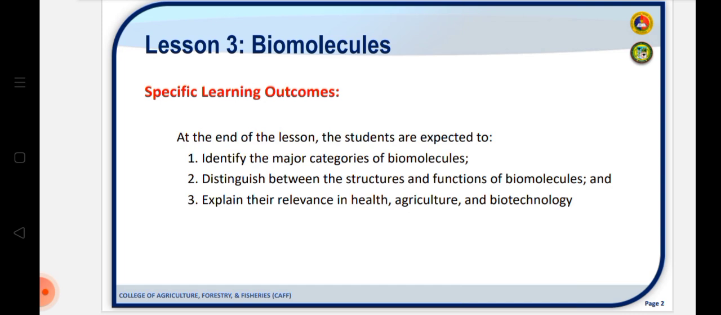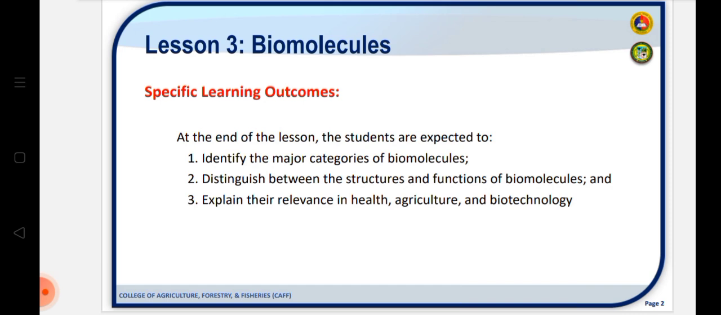Learning outcome number one: first, you should be able to identify the major categories of biomolecules. So, this includes carbohydrates, lipids, proteins, and nucleic acids. Each plays a distinct role in living systems and we will explore their characteristics in depth. Learning outcome number two: you will learn to distinguish between the structures and functions of these biomolecules.